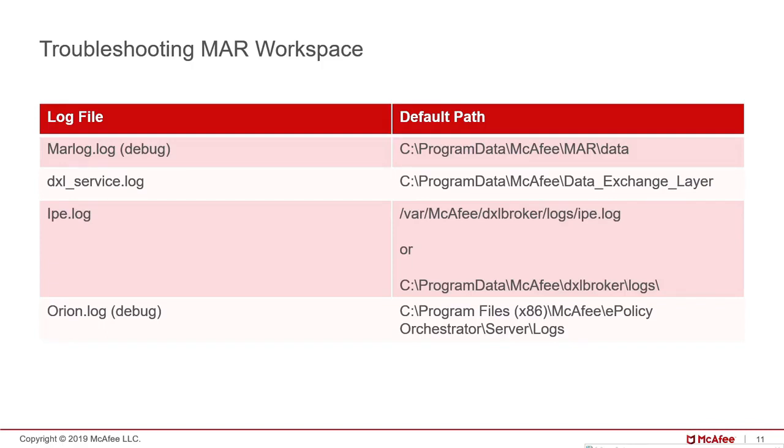The IPE log on the DXL broker itself. For non-Windows brokers, that's under var McAfee DXL broker logs IPE.log, or on a Windows broker, it'll actually be under C:\ProgramData\McAfee DXL broker logs. The last piece of the puzzle here would be the Orion log in debug mode to see those HTTP requests and responses flowing to and from the MAR backend.